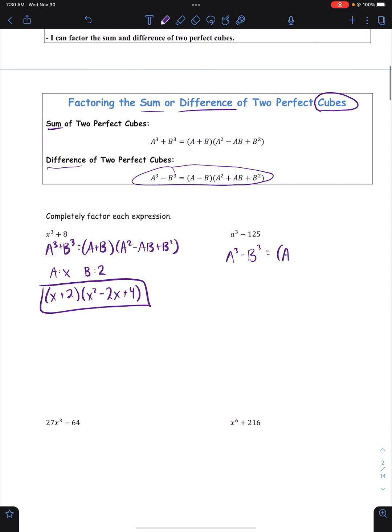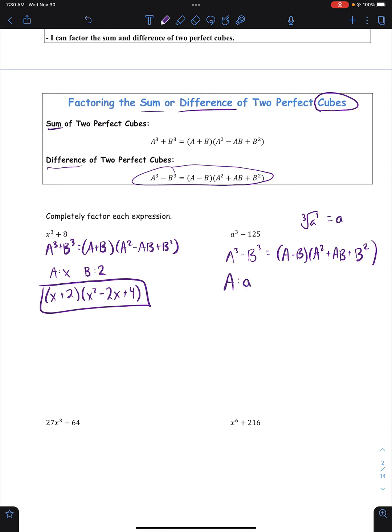So A minus B, keep the same sign. That's always A squared. Change the sign, plus A times B. That's always a plus there. And B squared. So to find A and B, I just take the cube root of A to the third. Cube root of A to the third is A. So A is A.